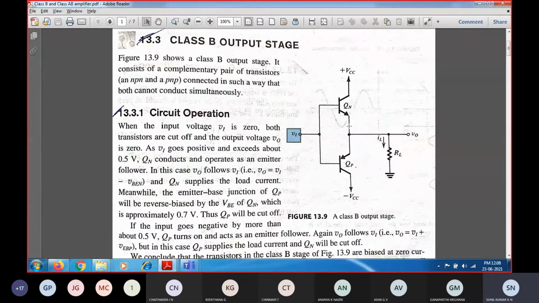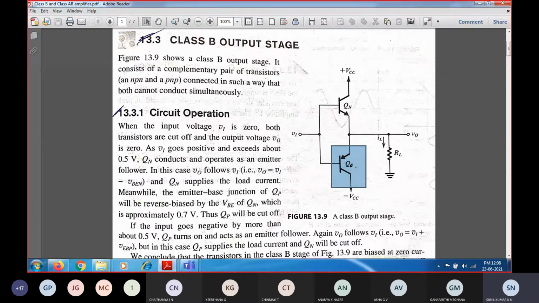So during the positive cycle, since the same input has been given to the PNP transistor as well, this PNP is going to operate in cutoff, because its base to emitter voltage drop will be reverse biased, whereas for the NPN the base to emitter will be forward biased. Because it gets forward biased, the output voltage follows the input, whereas this voltage will reverse bias the PNP transistor. So this will be operating in the cutoff state.